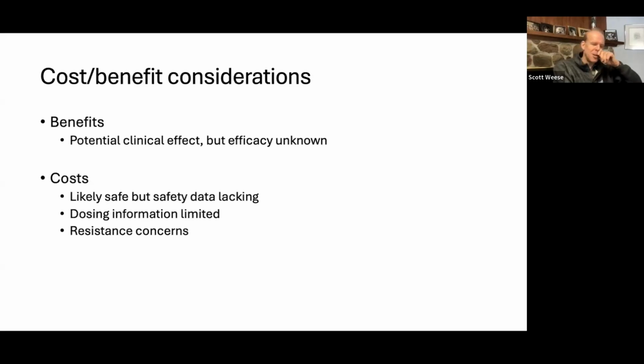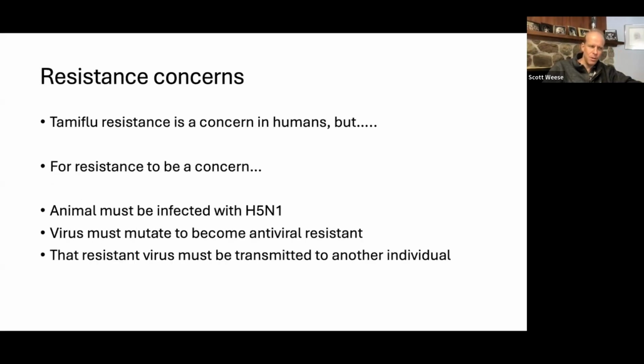But I want to talk about the resistance concerns because that's the thing that people will ask about and the thing that we need to think about to be prudent in how we use the drugs. And this is a different scenario than when we talk about antibiotics. I spend a good chunk of my life talking about antibiotic stewardship, using antibiotics appropriately, not using them when we don't need to use them because we need to conserve them, right? And because we don't want to develop resistance. The same thing does apply to antivirals, but the issues are a bit different. So if we think about what has to happen for resistance to be a problem, the animal has to be infected with influenza, any influenza, I guess. That virus has to mutate to become resistant.